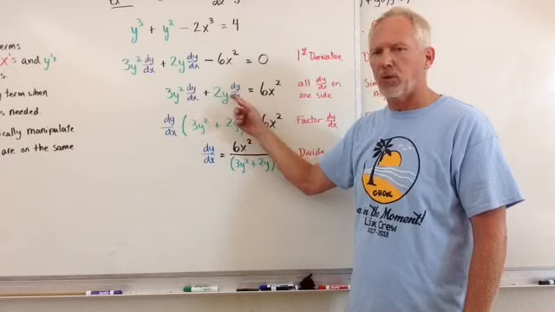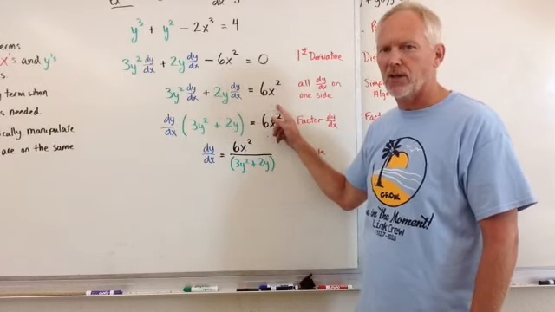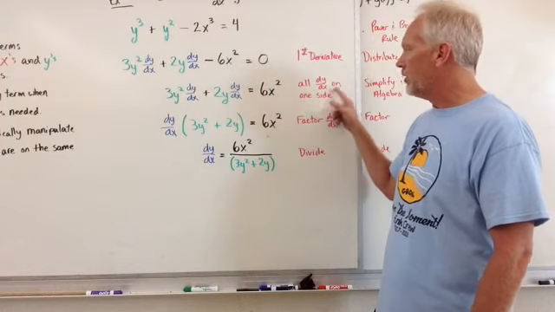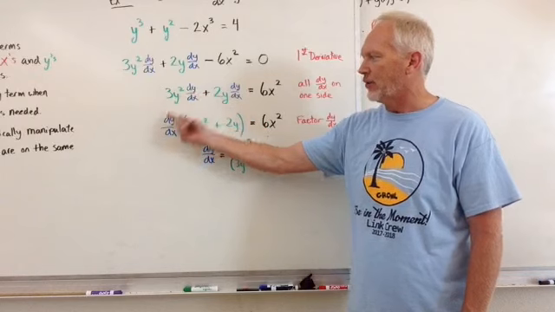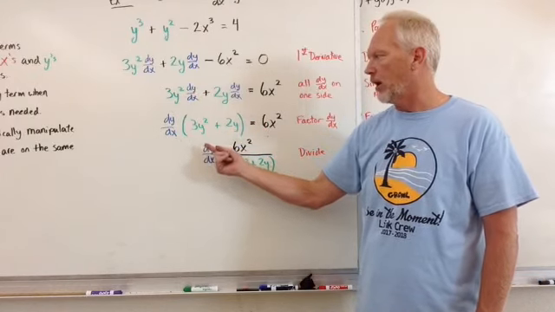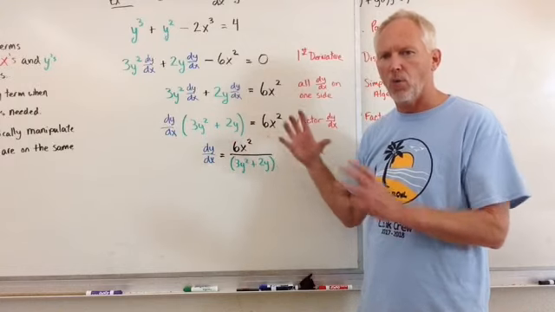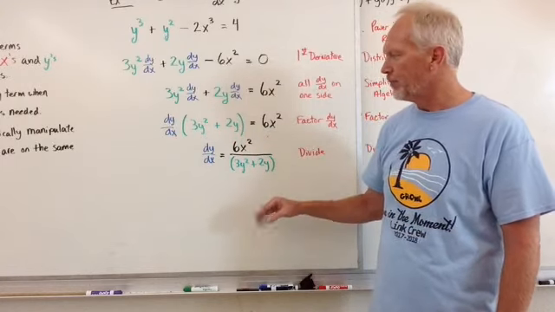3y squared dy/dx plus 2y dy/dx is equal to, move this 6 across, and we get 6x squared. So all dy/dx on one side. Then we're going to factor out the dy/dx. So now we've got 3y squared plus 2y, the quantity of that, is equal to 6x squared.